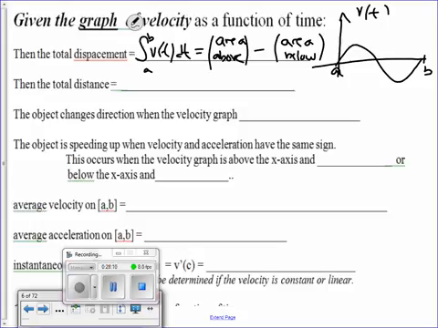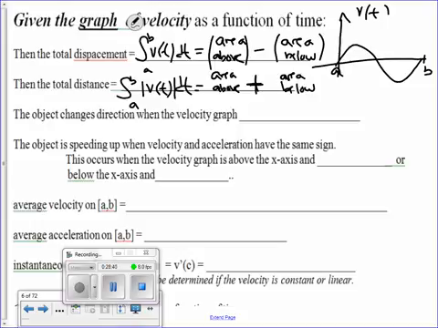And then total distance, we already said, was the definite integral from a to b of the absolute value of velocity. What are we going to do for that? Area above plus the area below. Right? That'll give you how far to the right it traveled, plus how far to the left. That'll give you the total distance.